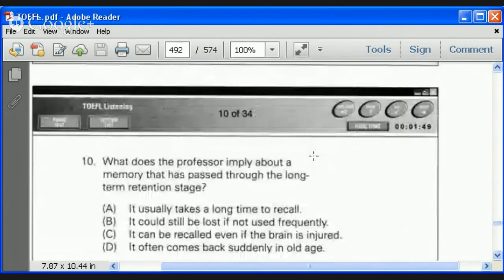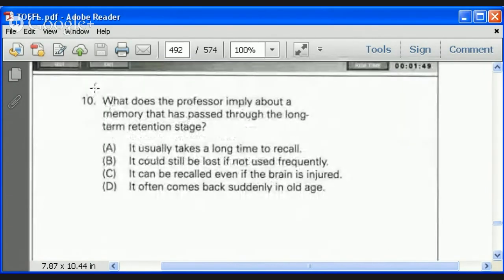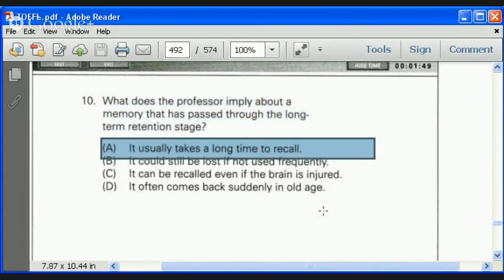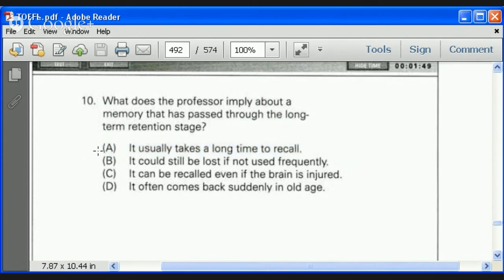Okay. Next. What does the professor imply about a memory that has passed through the long-term retention stage? Oh, I have no idea what they want me to say, so I'm going to have to use process of elimination. Usually takes a long time to recall. I don't know that that's true. I'm curious. I don't know. That's a question mark for me. It could still be lost if not used frequently. Oh, he does say that.